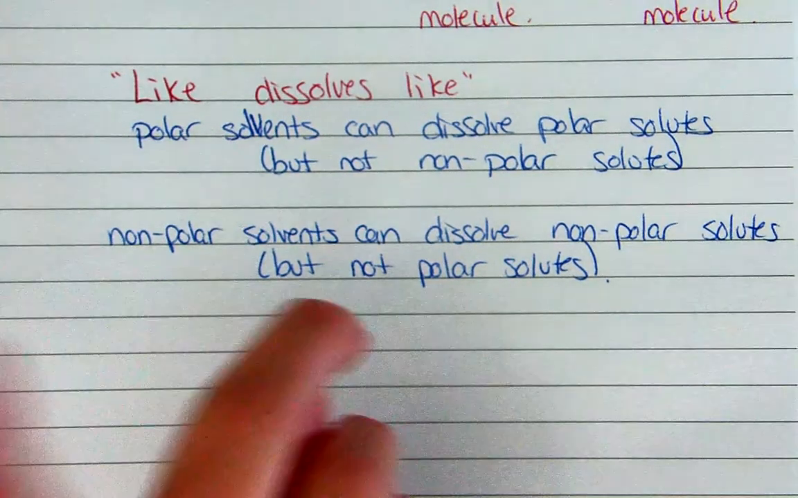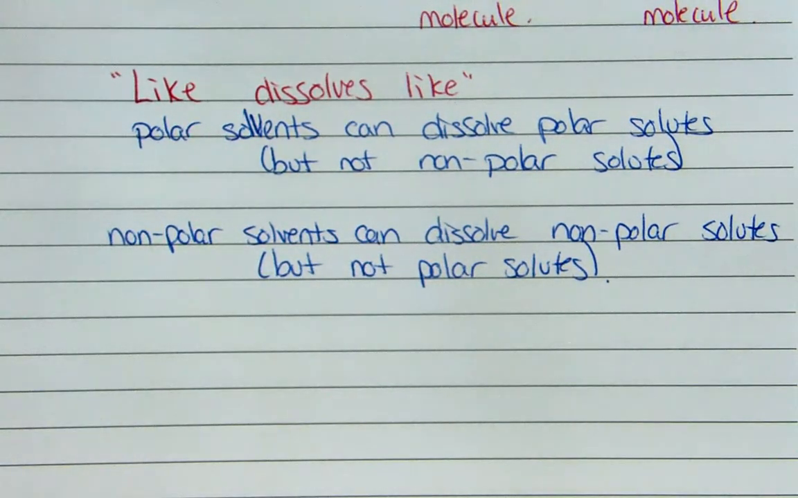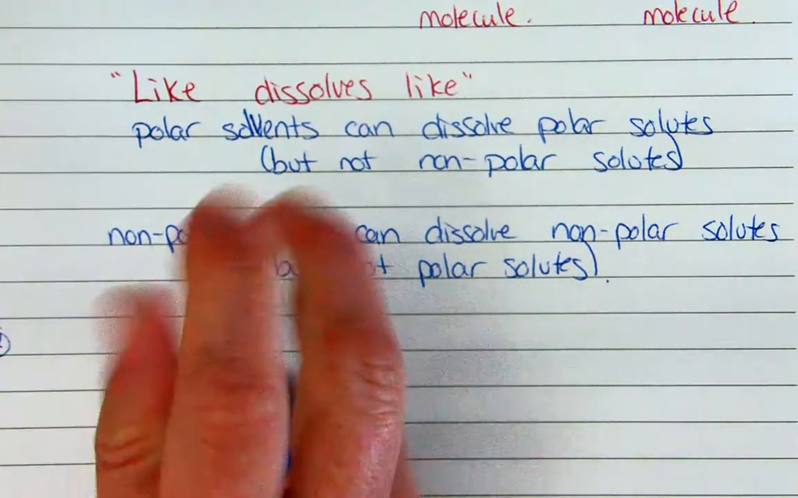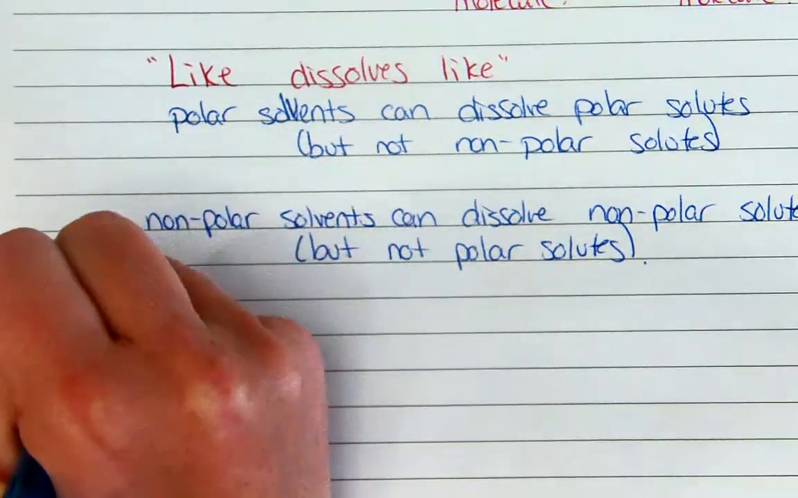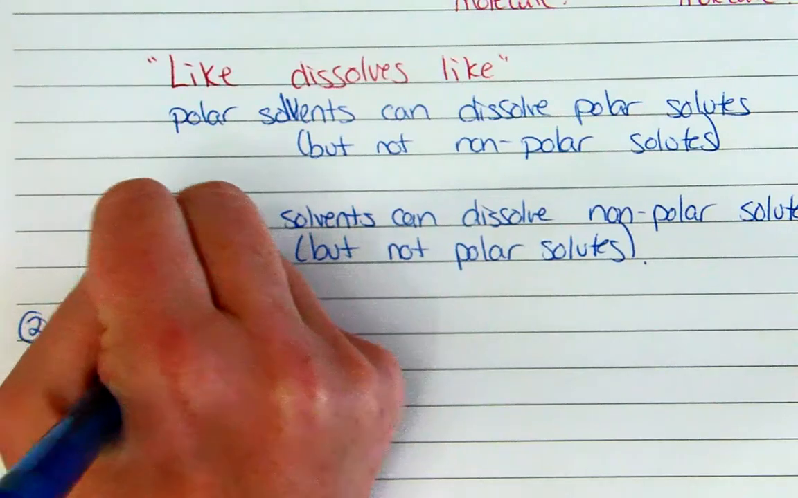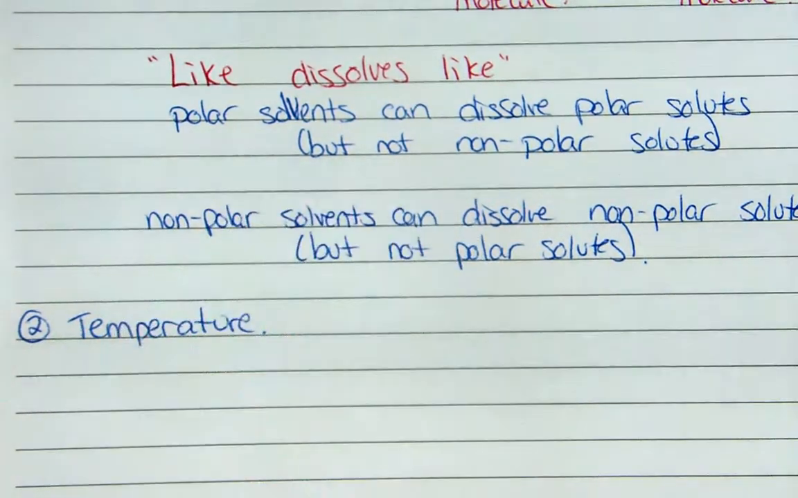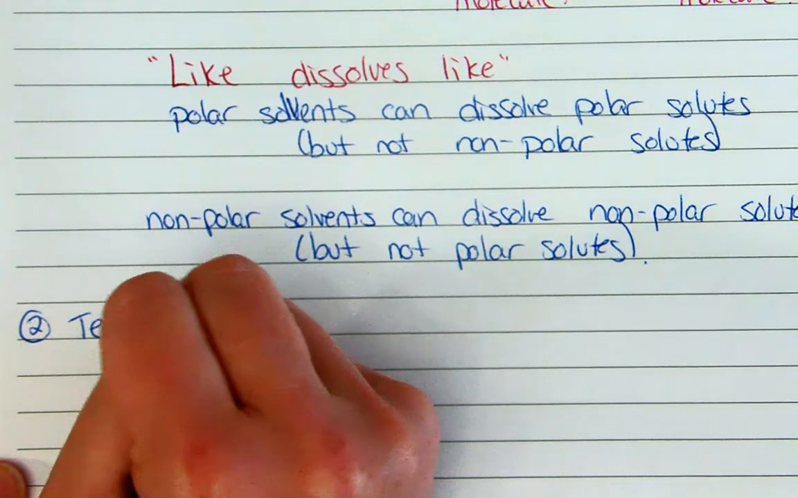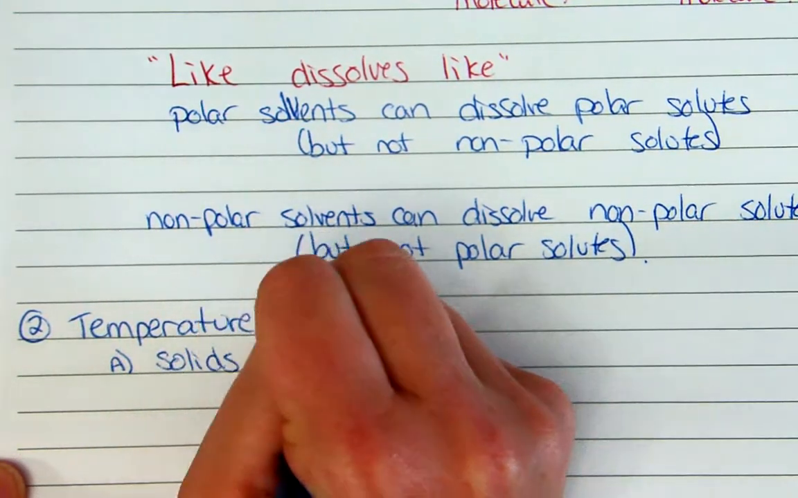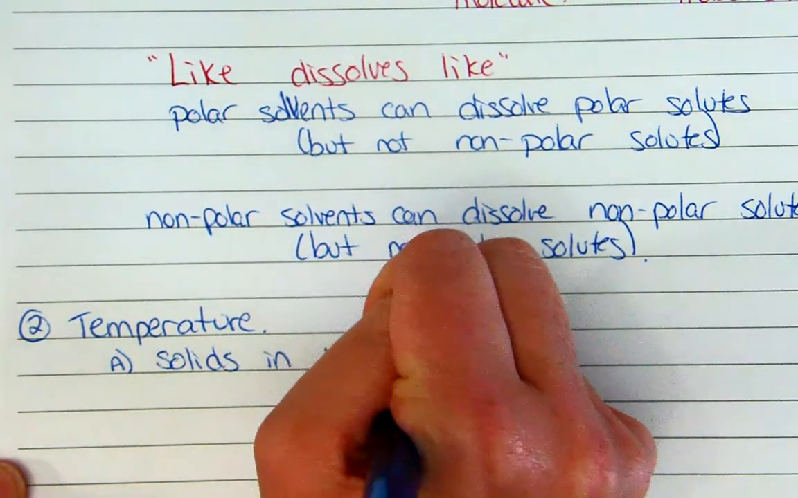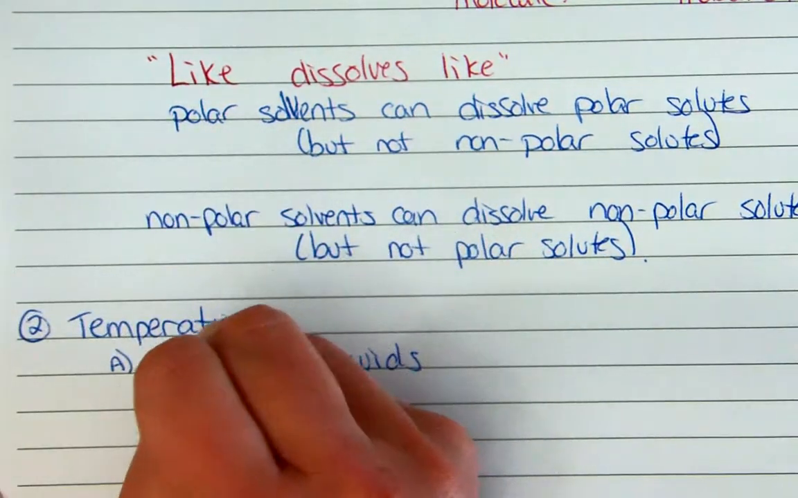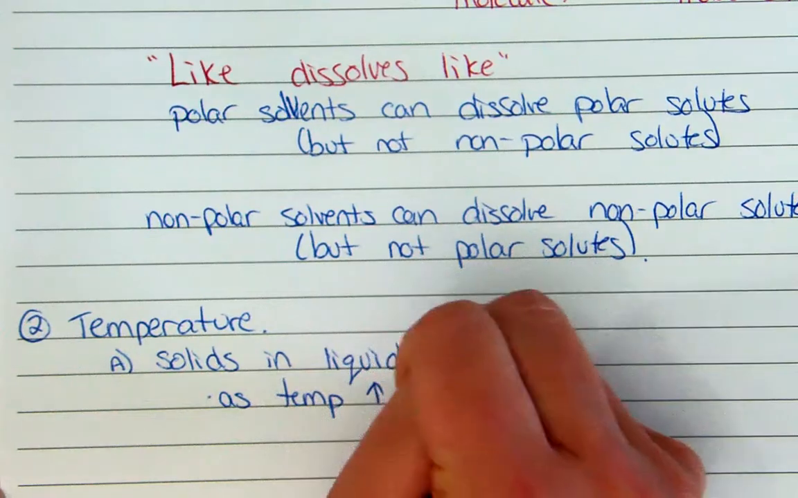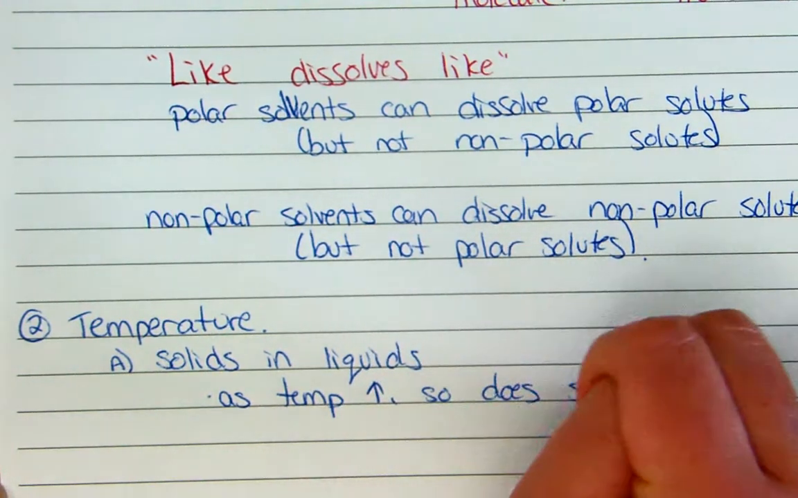Okay, so that is part one. That is part number one of factors that affect solubility. Part number two of factors that affect solubility is temperature. Now we need to break this into, again, two parts. If we look at solids in liquids, well, as temperature increases, so does solubility.